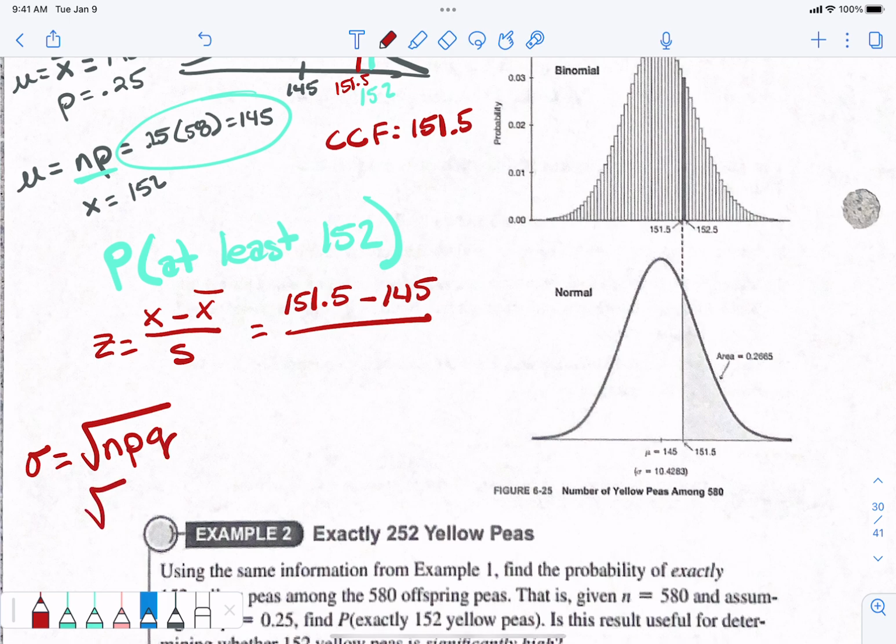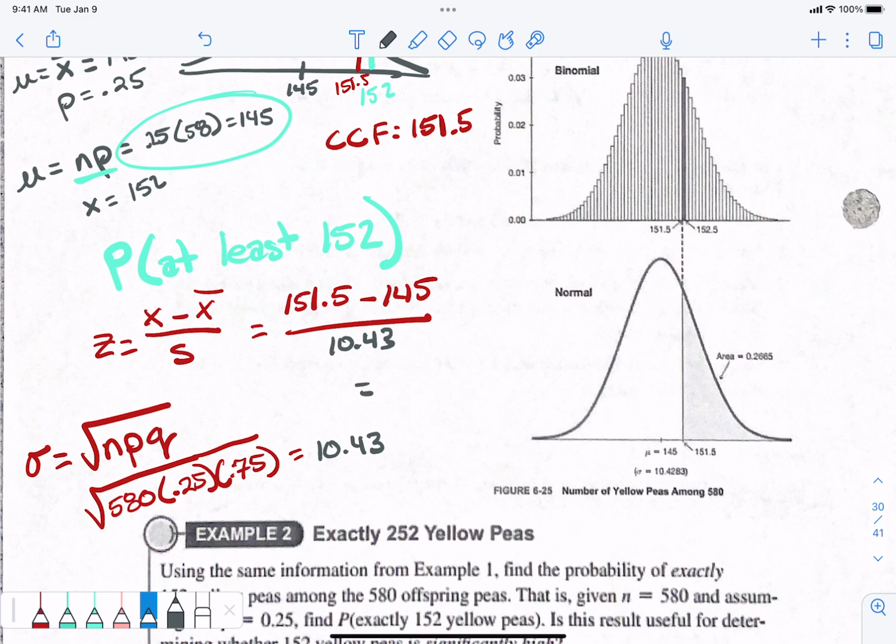What is N? 580. What's P? 0.25. What's Q? 0.75. And if I do the square root of all that, it gives me the standard deviation. Good job. What you got? 10.43. Perfect. So I'm going to use 10.43 to calculate the Z-score. 0.62. That's the Z-score.